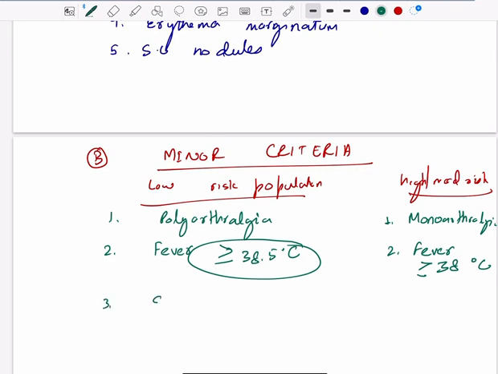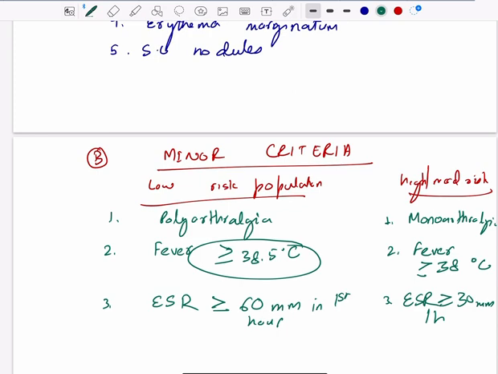Third criteria, ESR, that is erythrocyte sedimentation rate. That they also consider 60 mm in first hour. However, ESR is more than or equal to 30 mm in high risk or moderate risk population. So there is a difference in fever temperature criteria. The polyarthralgia criteria is minor for the low risk population. However, it is a major criteria, if you remember, for the high risk population.